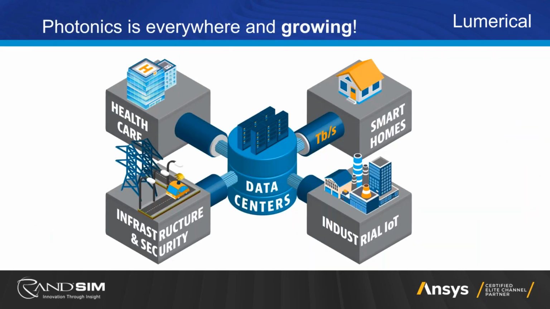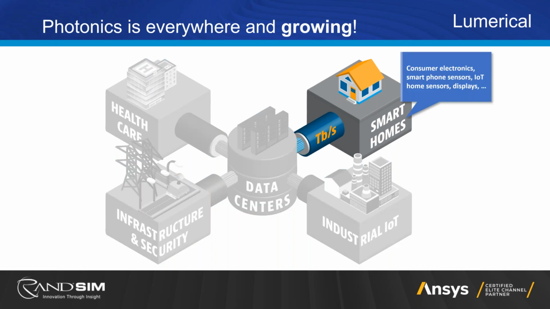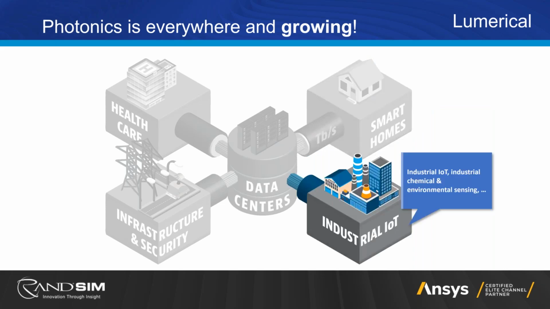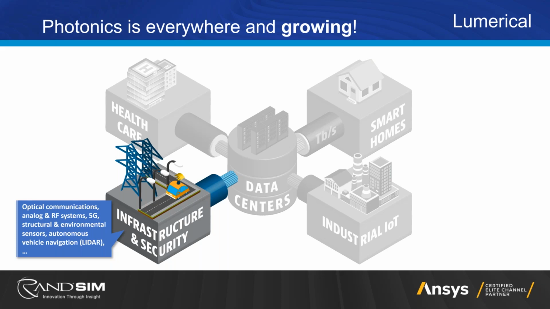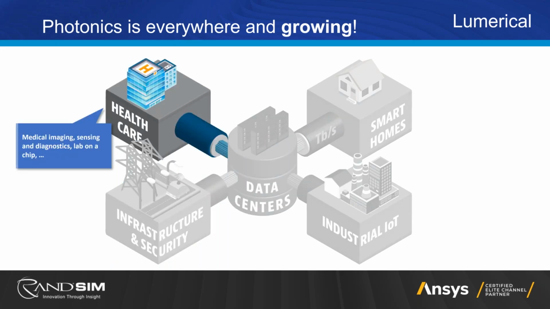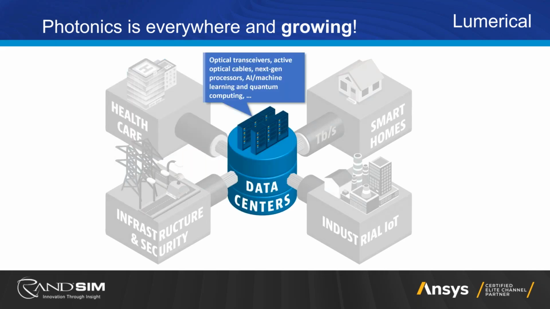So photonics is everywhere and growing. We see Lumerical being used in our smart homes, our smartphone sensors for very fast data transfer. We see it in industrial IoT systems. We also see it in infrastructure and security, supporting 5G and optical communications. We also see it emerging more and more in new healthcare medical technologies for diagnoses and lab technology. And then in the center, we have the optical transceivers, which connect all of these together. They need to be able to support a large amount of bandwidth, which is where we can start using Lumerical or photonics within the circuitry to help increase the speed of that.